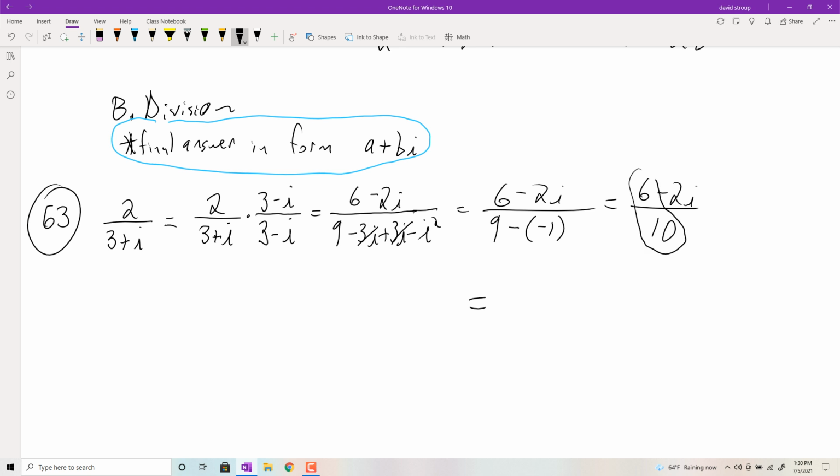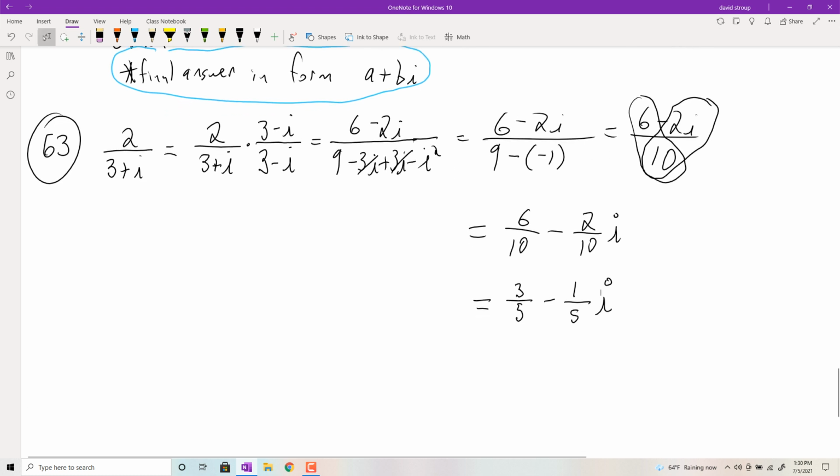So you take 6 over 10, and then minus the 2i over 10, or if you'd rather, 2/10 i. Now it's in the form, all you have to do is simplify. So you get 3/5, dividing top and bottom by 2, minus 1/5 i. So it needs that final form, the a plus bi. So a is 3/5, b is -1/5, and then i.